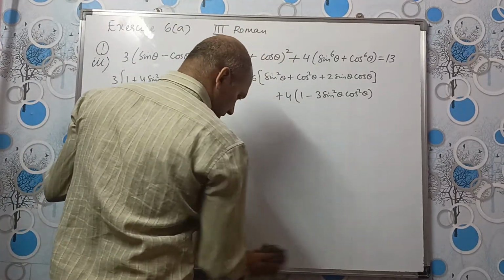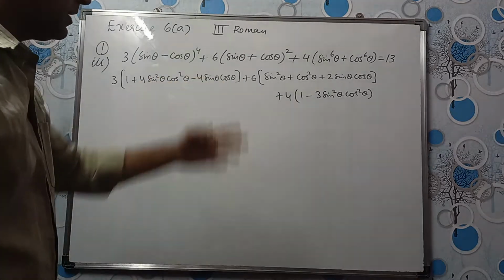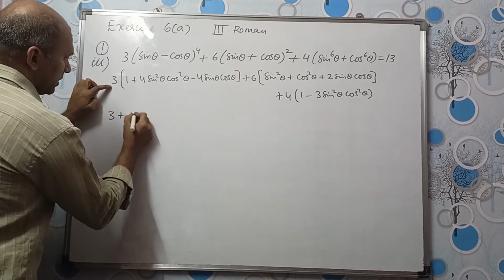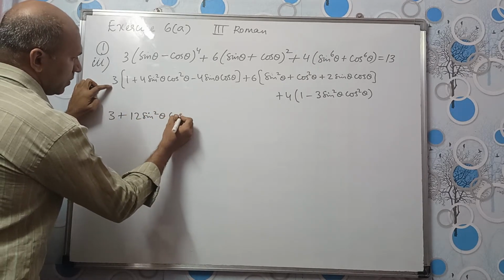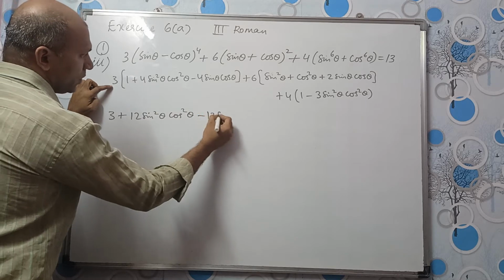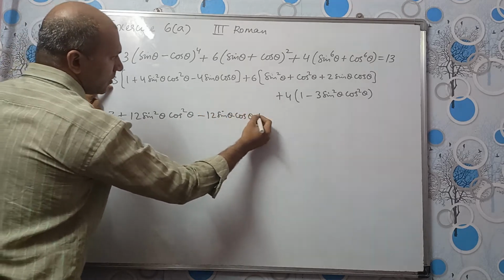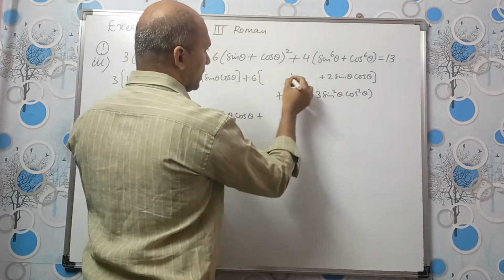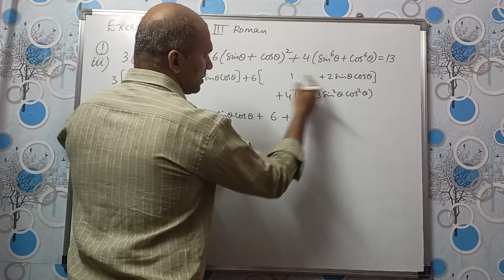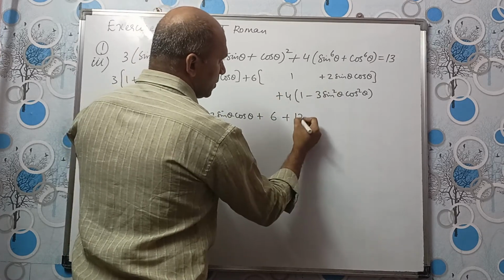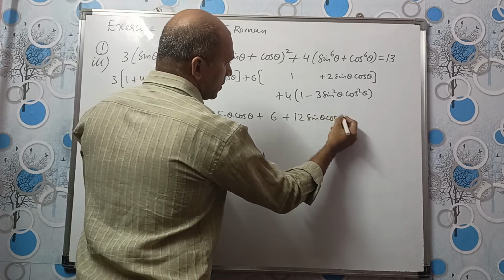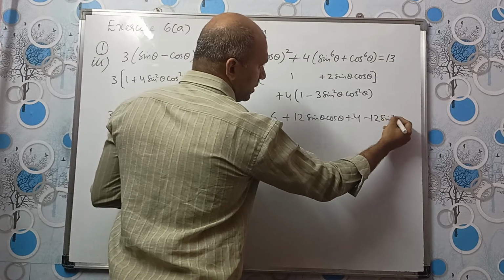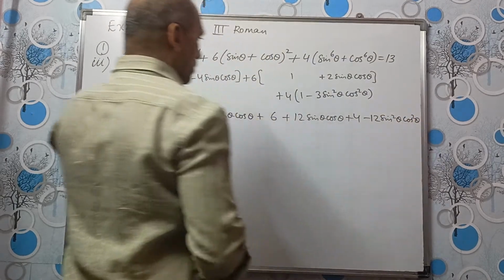Okay, now the difficult part is done. Now we have to multiply and simplify. That's all. We'll get the answer. See, 3 1s is 3, plus 3 4s are 12 sin square cos square, minus 3 4s are 12 sin cos, plus see, sin square plus cos square, how much? It is equal to 1. So let us write 1 here. So 6 ones are 6, plus 6 2s are 12 sin theta cos theta, plus 4 ones are 4, 4 3s are 12 sin square cos square theta.